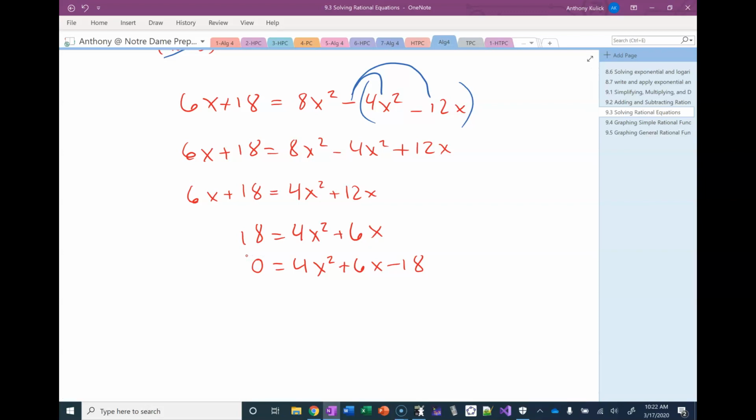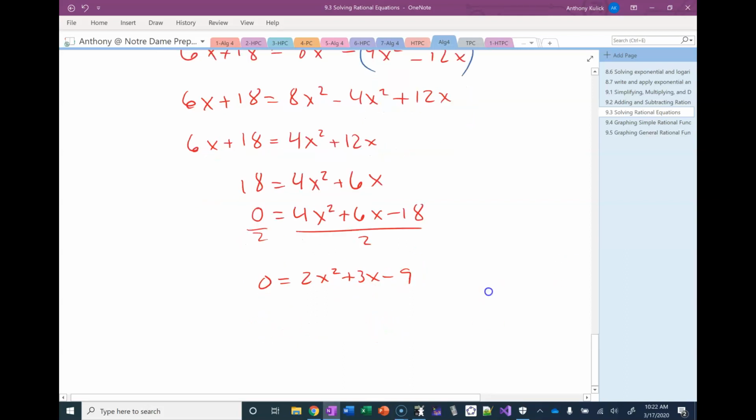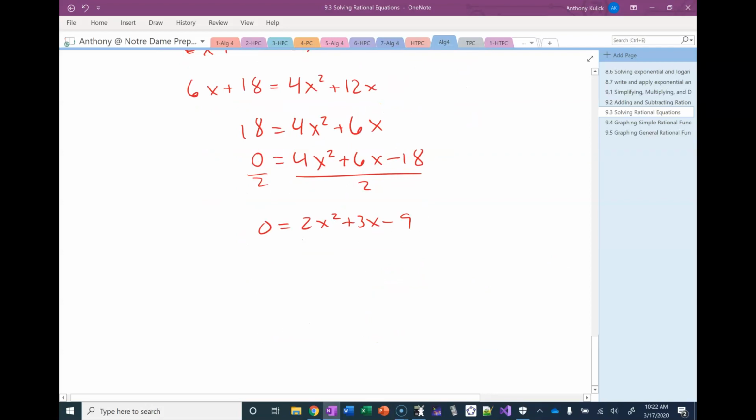Before I try to solve this, though, I notice that all of the coefficients are even. So if I divide both sides by 2, I can make my life a little bit easier by making my coefficients smaller. So to solve this quadratic equation, I can either factor or I can use the quadratic formula. I notice since the leading coefficient isn't 1, if I were to factor, I have to do that long factoring. So I think for this one, I'll use the quadratic formula.